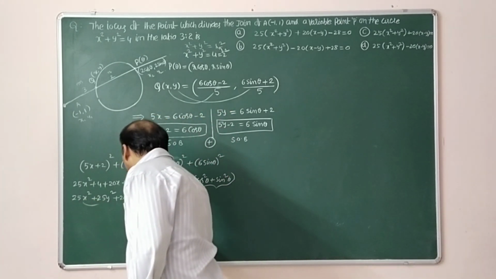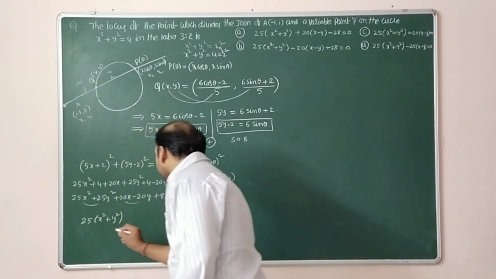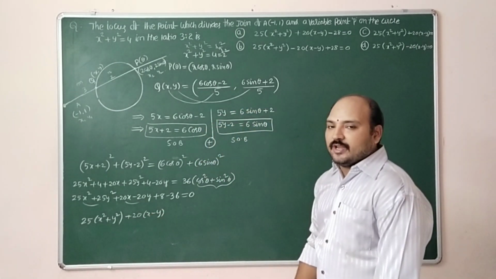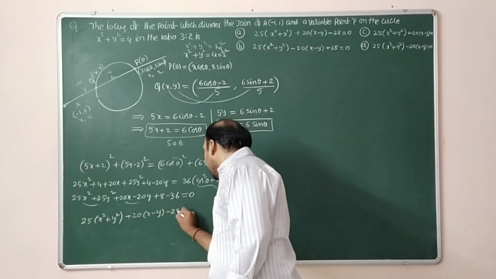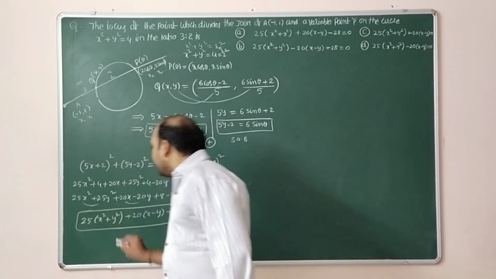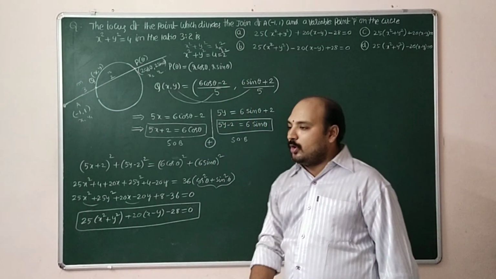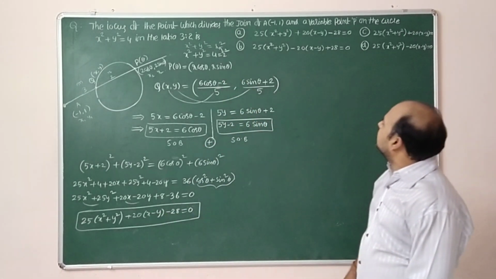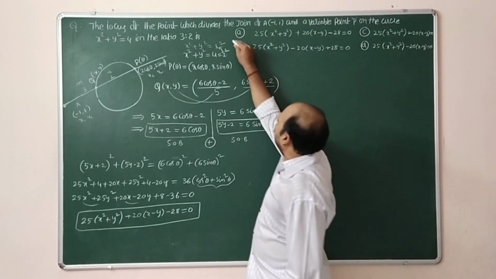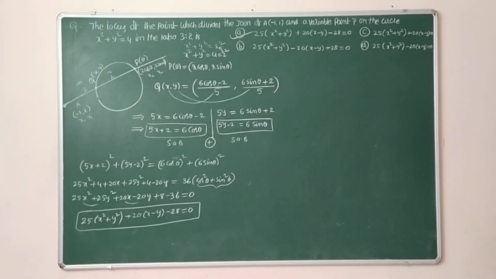Therefore, taking 25 and 20 common: 25(x² + y²) + 20(x - y) + 8 - 36, which is minus 28. So the required locus of the point Q which divides the line joining A(-1, 1) and the variable point is 25(x² + y²) + 20(x - y) - 28 = 0, which is in the first option. We will move to the next question.